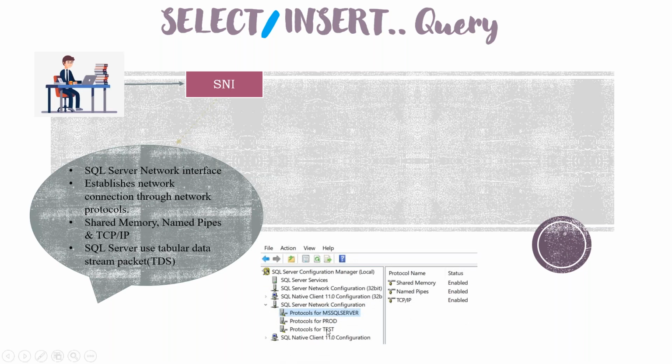When you open SQL Server Configuration Manager and go to the Microsoft SQL Server protocols, you will see shared memory, named pipes, and TCP/IP. There is one more protocol, VIA, but it is already deprecated and no longer used. So first, you make the authentication via any of these protocols. Then you may ask what shared memory is and what named pipes are. Just hold on, in the next slide I am going to explain.